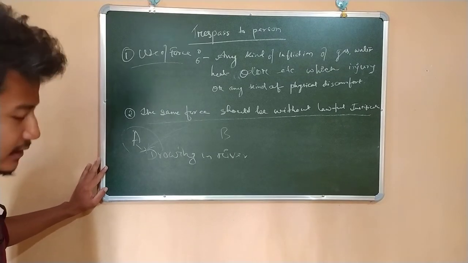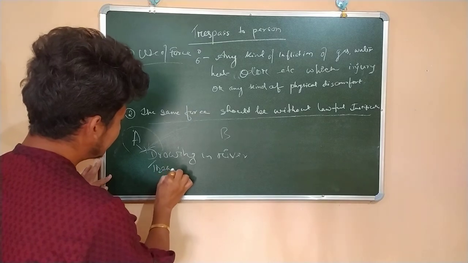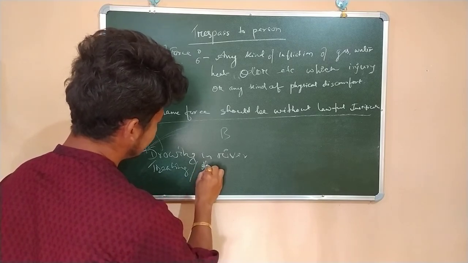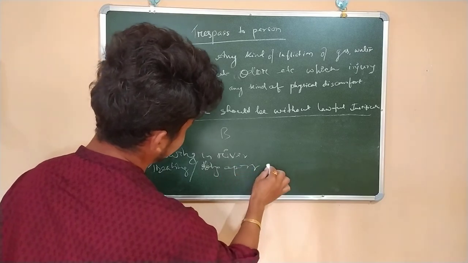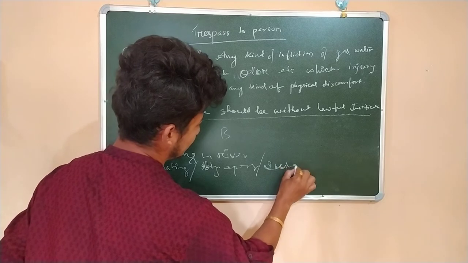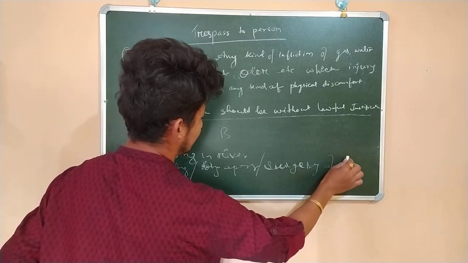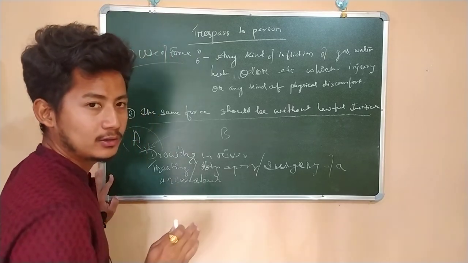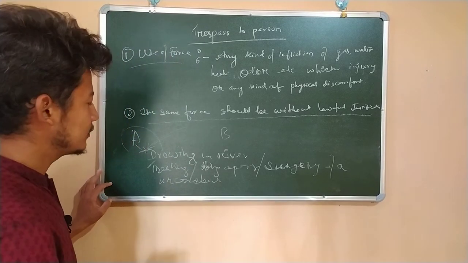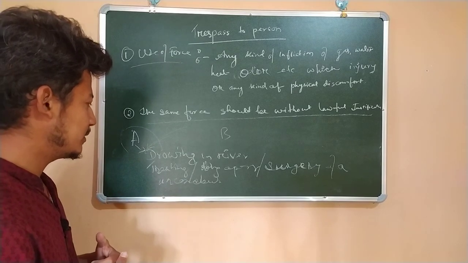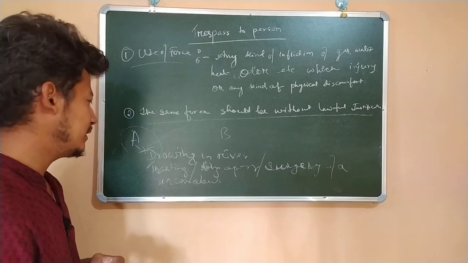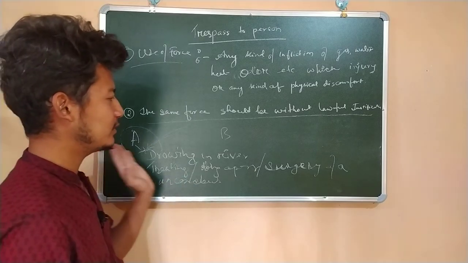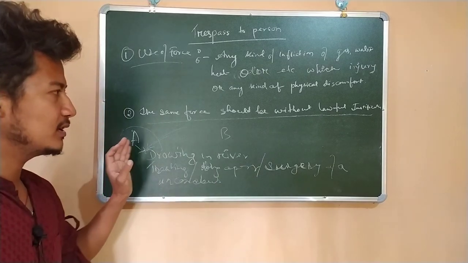Or you can also say, doing an operation or surgery on an unconscious man by a doctor who is competent to treat that patient. In that case, after the person becomes conscious, he cannot sue the doctor by saying that he has committed a battery. He cannot say that, because those persons have a justifiable ground for the infliction of the force.